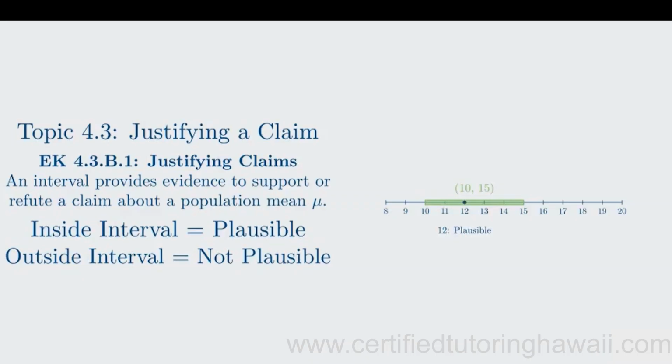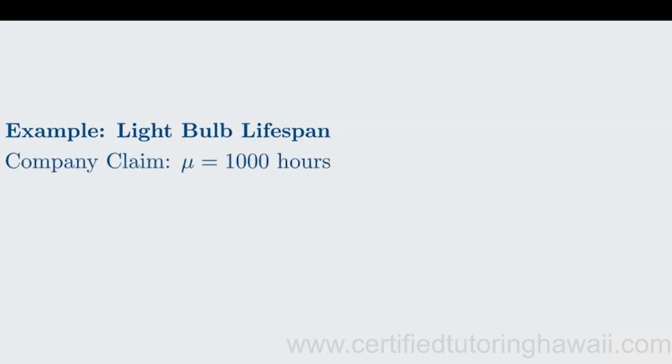Let's visualize this with a number line showing a confidence interval from 10 to 15. Notice that 12 is inside the interval, so it is a plausible value. However, 18 is outside the interval, making it not plausible. Imagine a company claims that their light bulbs last an average of 1,000 hours. A consumer group constructs a 99% confidence interval for the true mean lifespan. The resulting interval is 920 to 980 hours.